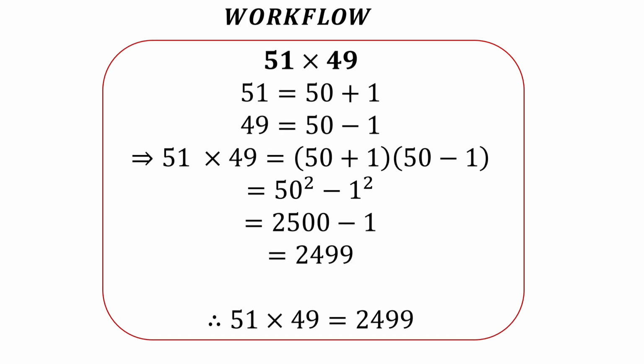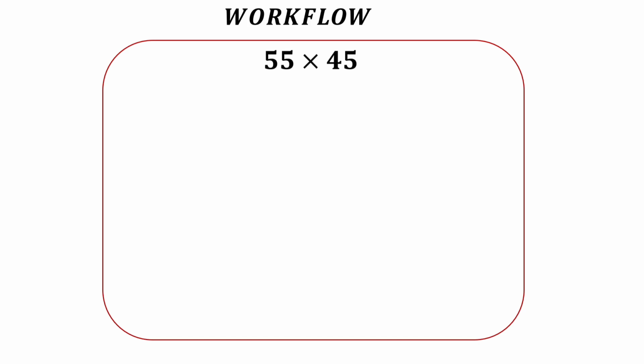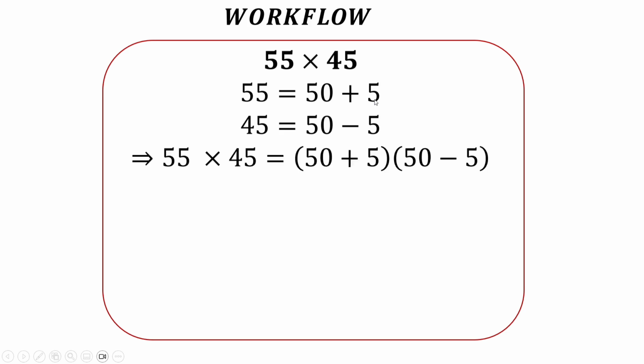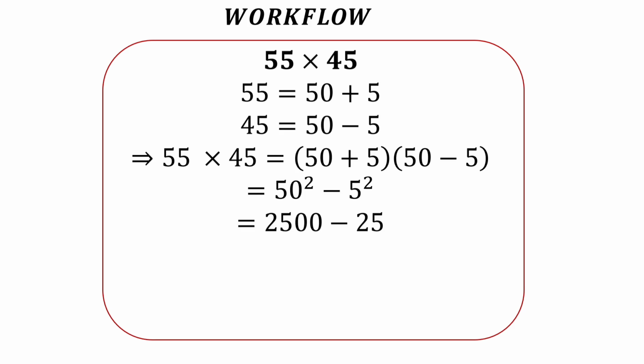The last example we have for this video is 55 times 45. Again, the center value for this is also 50. 55 is 50 plus 5. 45 can be written as 50 minus 5. And now that we have it like this, we can proceed and rewrite 55 times 45 as 50 plus 5 in one bracket, multiply 50 minus 5 in another bracket. That can also be written as 50 squared minus 5 squared. That gives us 2,500 minus 25, and that gives us 2,475 as our final answer.